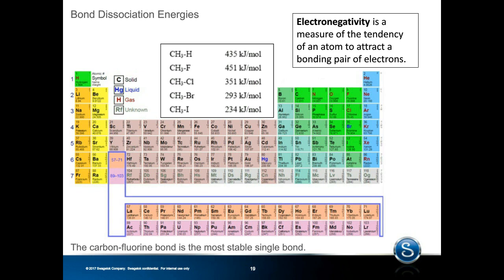And what does that mean for us? That means the bond dissociation energy for a carbon-fluorine bond is higher than any other combination possible with carbon. So if you look at that box of bond dissociation energies, you can see that it takes more energy to break a carbon-fluorine bond than anything else that's shown there in the box.